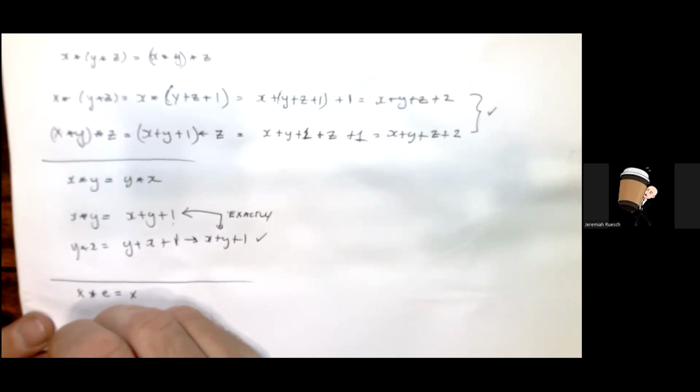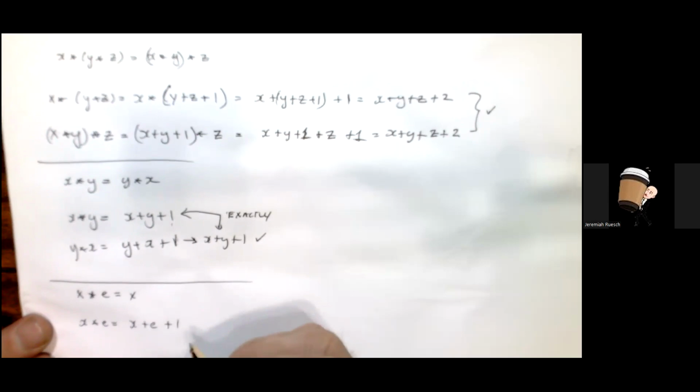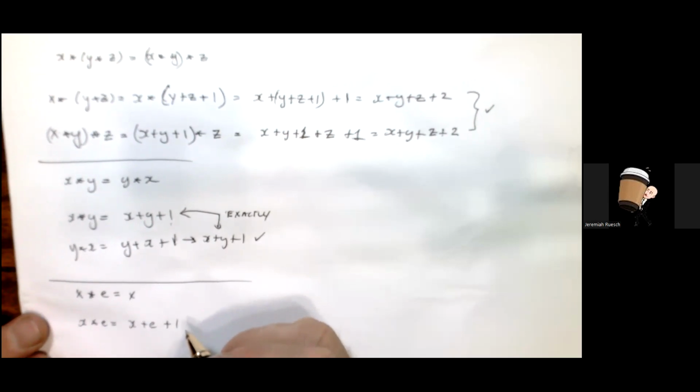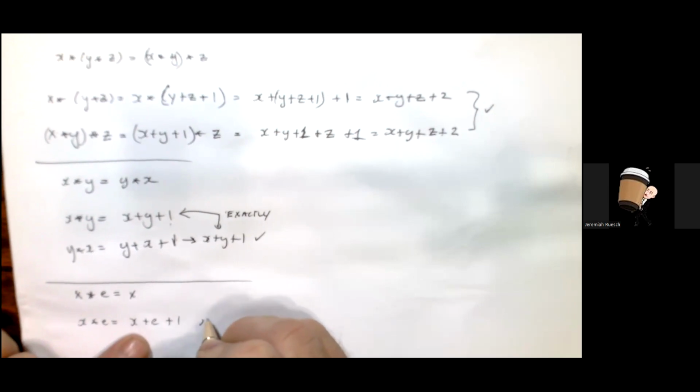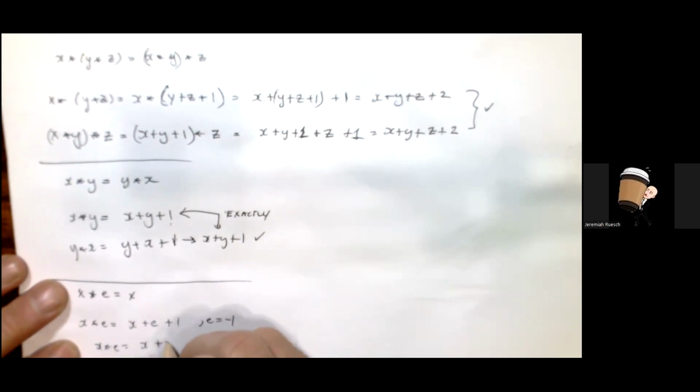And so let's check this out. What is X star E? Well, that's going to be X plus E plus 1. And so if E is the identity where we get back X, that means that E would have to equal -1. And so if we let that be the case, then X star E would equal X plus a -1 plus 1, which would then equal X. And so it does have an identity if we let the identity equal the -1.